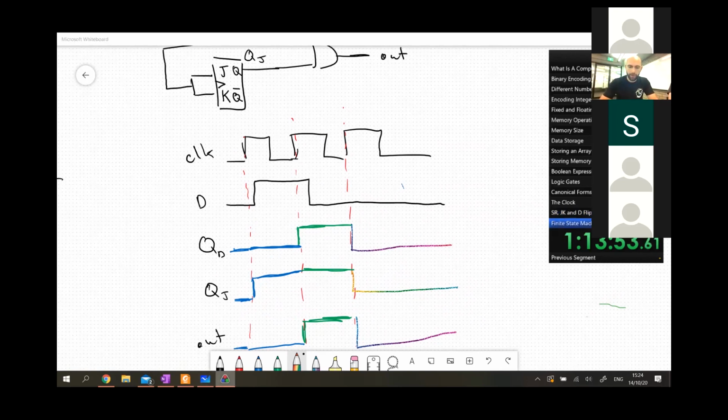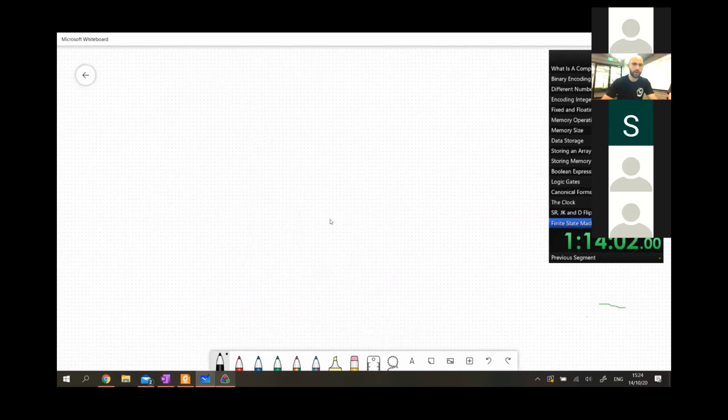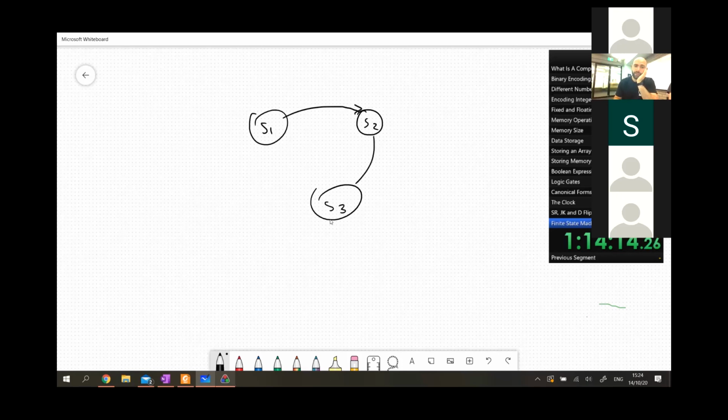Well, finite state machines, last step. All right, so a finite state machine, well, it's a set of finite states. So you've got, say, state 1, state 2, state 3. This could be any system. And say you want to move between states, right?